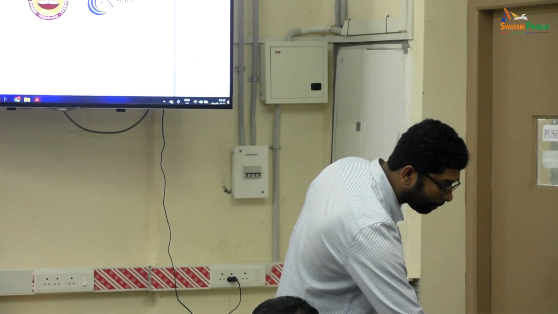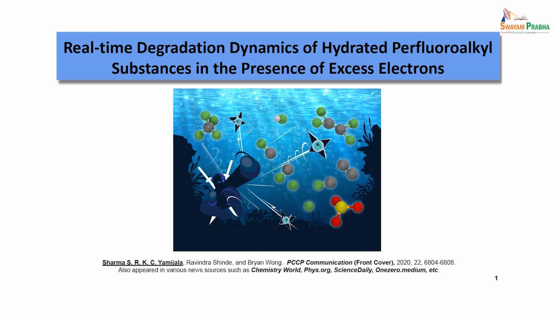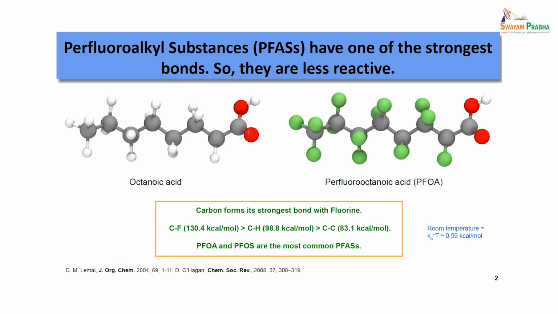So this is a slightly different concept. Here we are trying to show the degradation of pollutant molecules. These pollutant molecules are called perfluoroalkyl substances, and I am going to show you how we degrade them. So you all know about hydrocarbons, right?